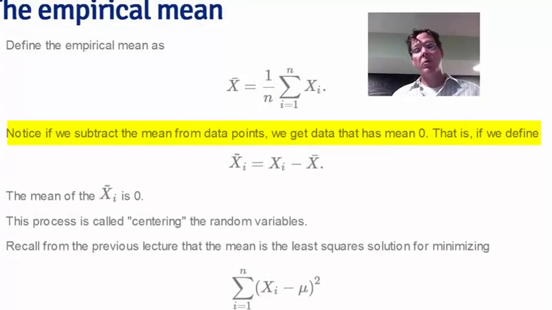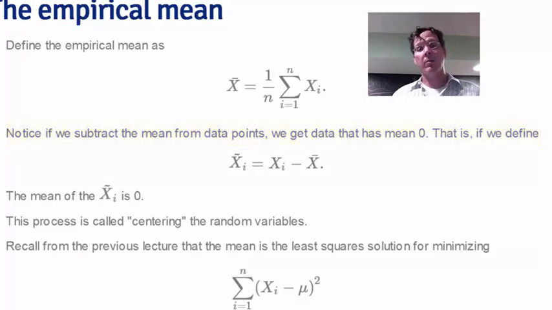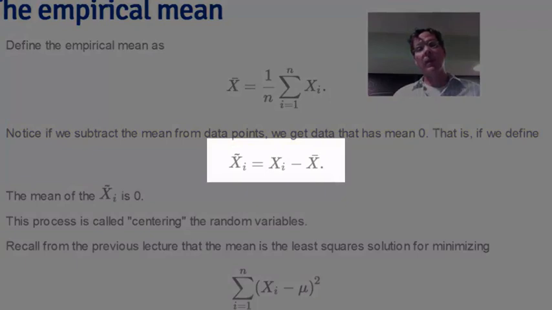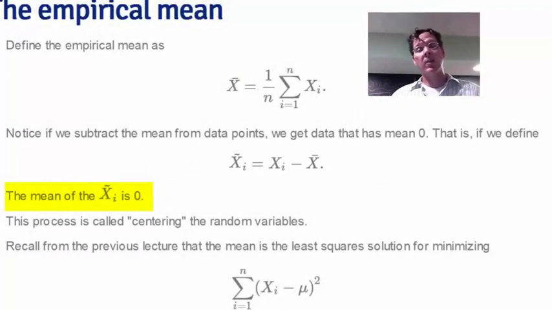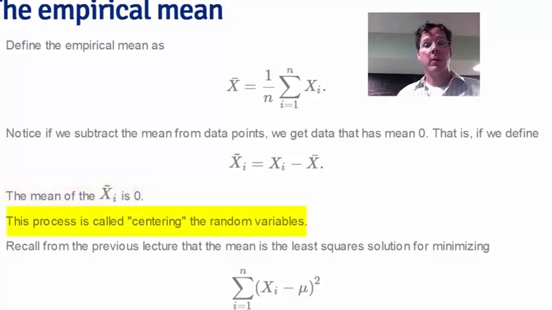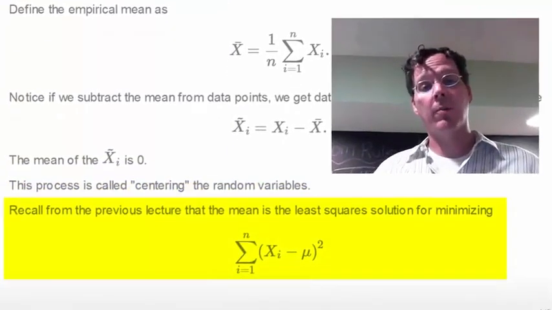Notice, if we subtract the mean from every data point, then we wind up with a new data set with n observations. However, this new data set has mean 0. So notationally, if I define xi tilde as each xi point subtracting off the mean, then this new data set, the xi tildes, have mean 0. This process is called centering the random variables. And you can check it empirically by simply generating a bunch of vectors, subtracting the mean from each element of the vector, and taking the mean of the new vector, and you'll see that it's always 0.